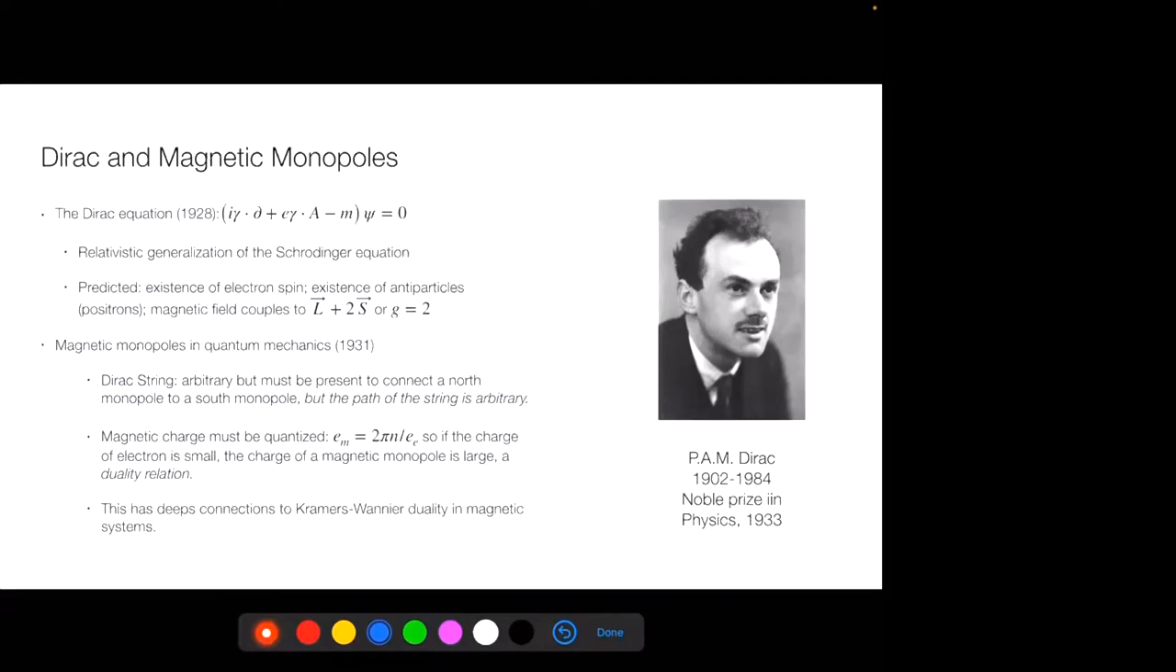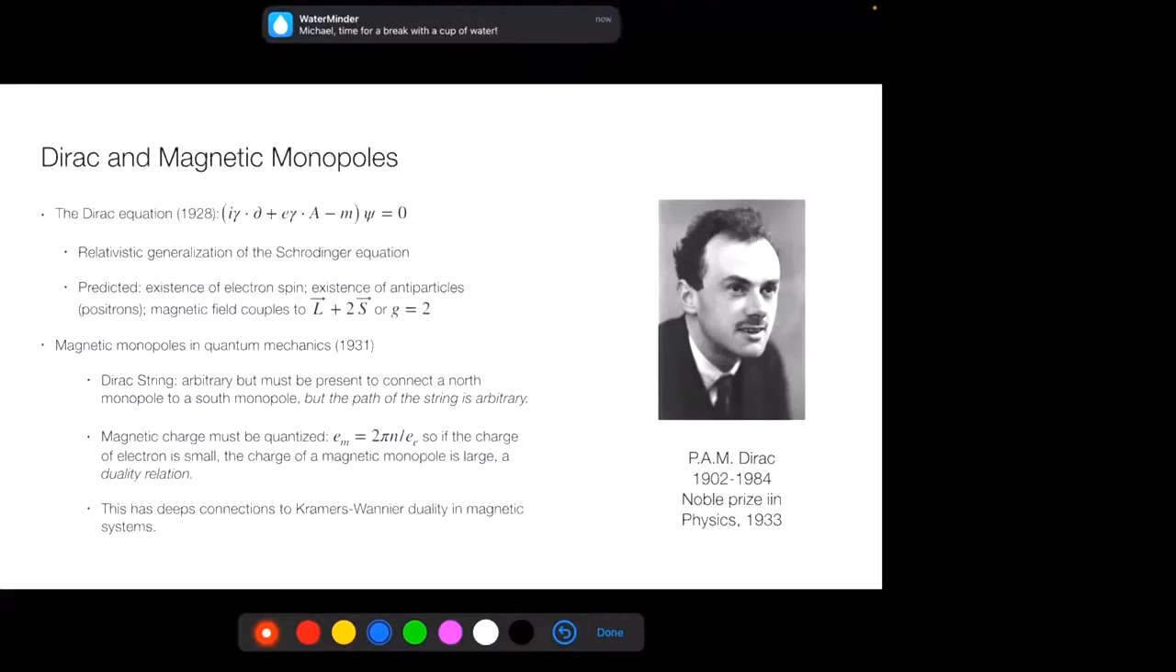Now, have we heard this before? Yes, we have. Because when Kadanoff and Ceva did disorder variables for the Ising model, they said you have to introduce a string on the lattice, but the path of the string is arbitrary. So there's a little similarity there.